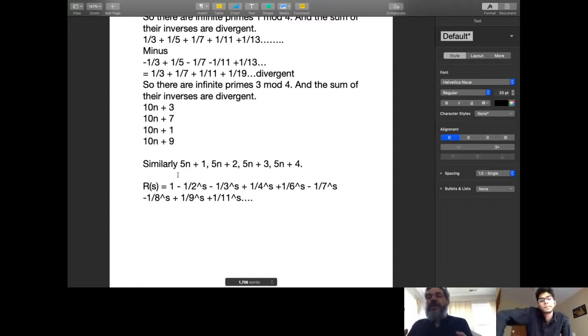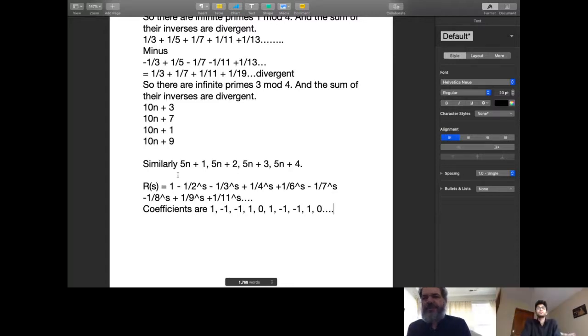And so on. So if I just look at the coefficients, people call them Dirichlet coefficients, let's write another line. Coefficients are 1, minus 1, minus 1, plus 1, then the next one is 0 because it's a multiple of 5, and then again it repeats: 1, minus 1, minus 1, 1, 0, 1, minus 1.